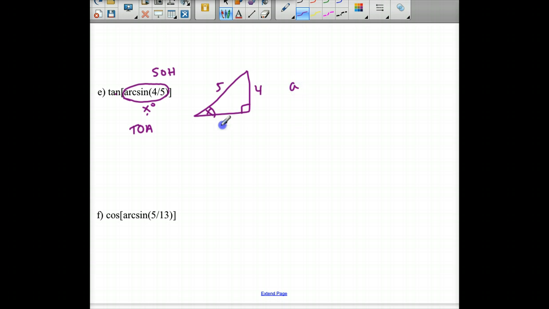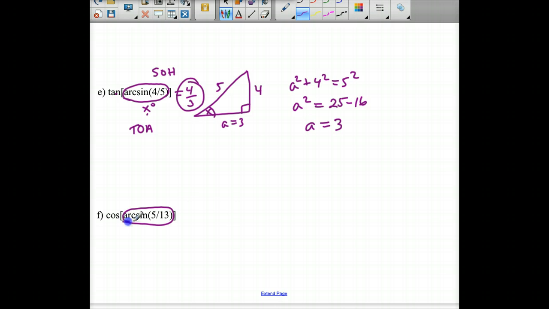So a squared plus b squared equals c squared. A squared equals 25 minus 16, which is 9. So square root of 9 is 3. So we know a is 3. So tangent of that angle is opposite over adjacent, so that would equal 4/3. So you use this part to set up the triangle, and then you use this to decide which sides of the triangle you want. So let's try that again.